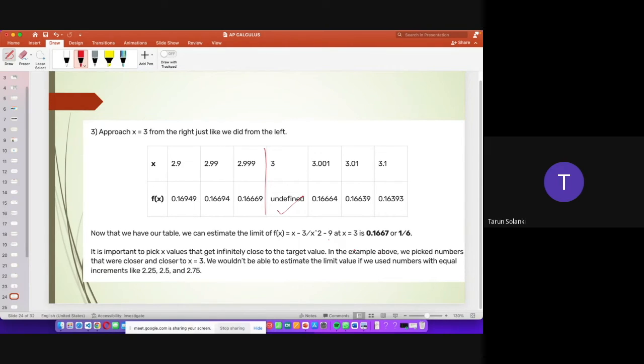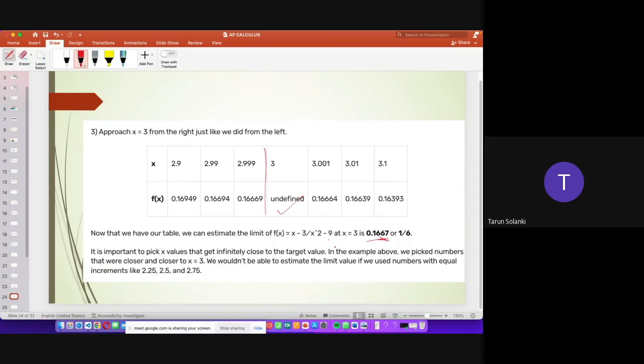Okay, because we have taken the estimate value from the table, taking the value in between these two, that will be 0.16667. Okay, so it is important to pick x values that get infinitely close to the target value. In the above example, we picked numbers that were closer and closer to x equals 3. We could also estimate the limit using numbers with equal increments like 2.25, 2.5, 2.75. Okay, we just have to take 2.999, getting closer and closer.